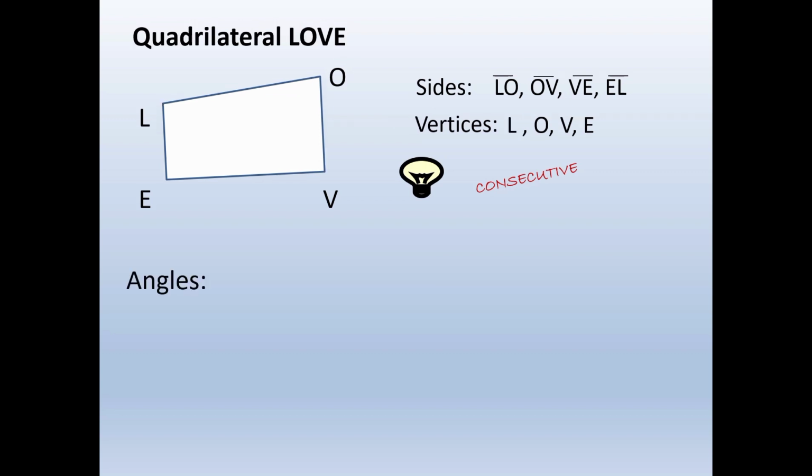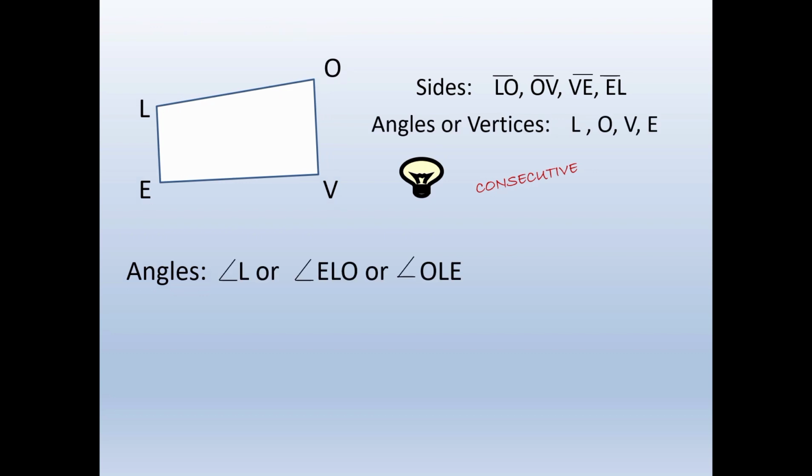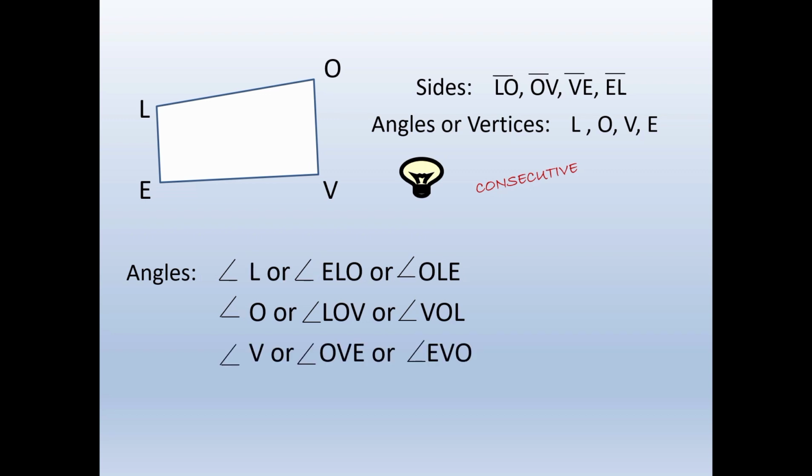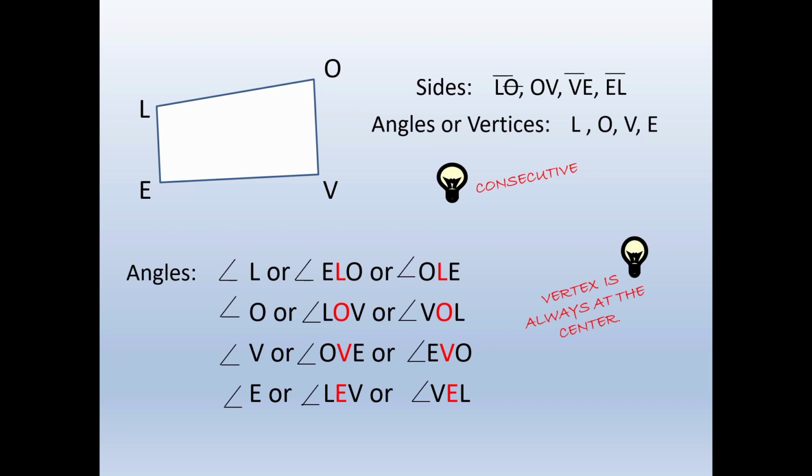Now let's have the angles. How many angles do we have in a quadrilateral? There are four angles. So what are these angles? First, we have angle L, or we can name it using three capital letters. So angle L can also be named as angle ELO or angle OLE, angle O or angle LOV or angle VOL, angle V or angle OVE or angle EVO, and angle E or angle LEV or angle VEL. Now, remember, when using three capital letters in naming an angle, the vertex must always be at the center.